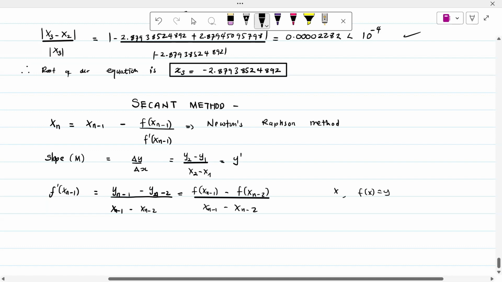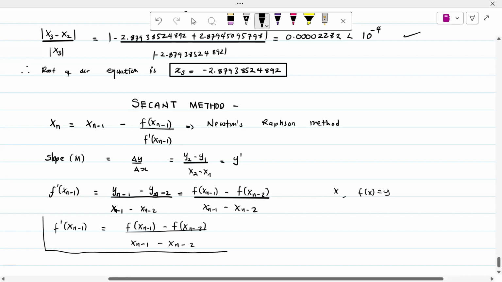So this is what we mean now. In place of f prime of xn minus 1, I'm going to replace it with f of xn minus 1 minus f of xn minus 2, divided by xn minus 1 minus xn minus 2. So this is the replacement.